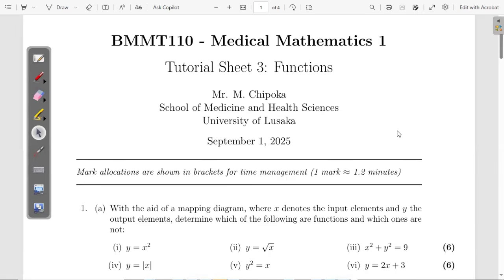All right, so welcome everyone to this class. In this class, we'll be solving questions from tutorial sheet 3, which is the tutorial sheet on functions. So we expect to solve different questions on different concepts, but under the topic what? Functions. If you have any questions on whatever I'm going to be explaining, please feel free to ask.